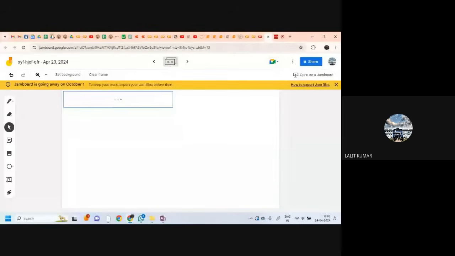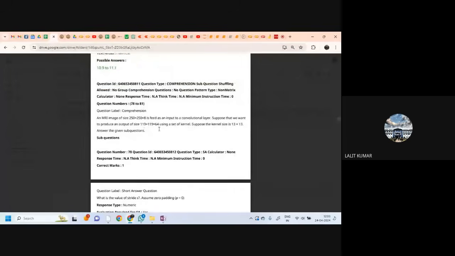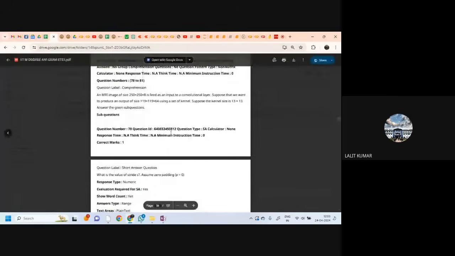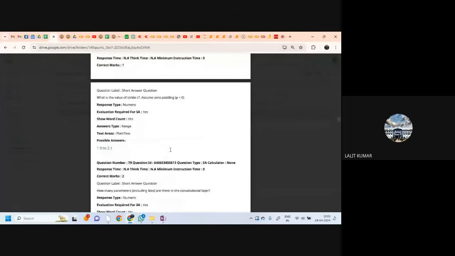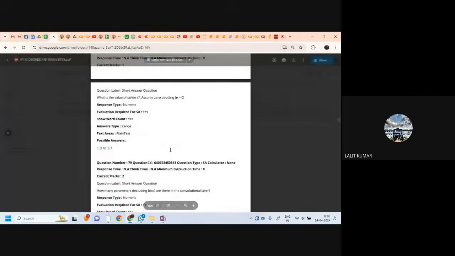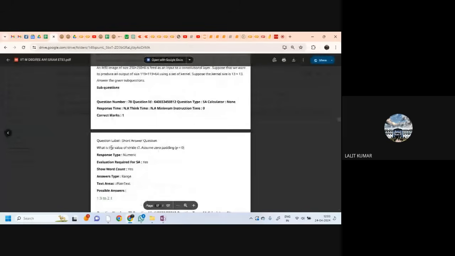An MRI image of size 250 by 258 is fed as an input of the CNN. Suppose that we want to produce an output of size 119 by 119 by 64 using a set of kernels. Suppose the kernel size is 13 by 13. What is the value of stride, with padding equal to 0? And how many parameters? These are the two questions we have to find.